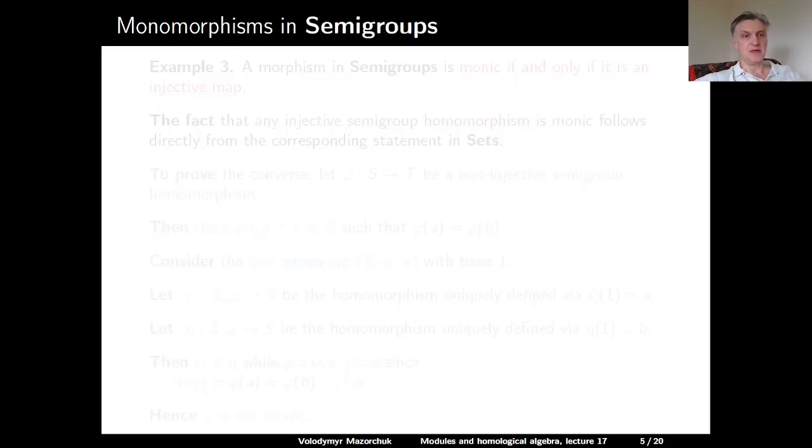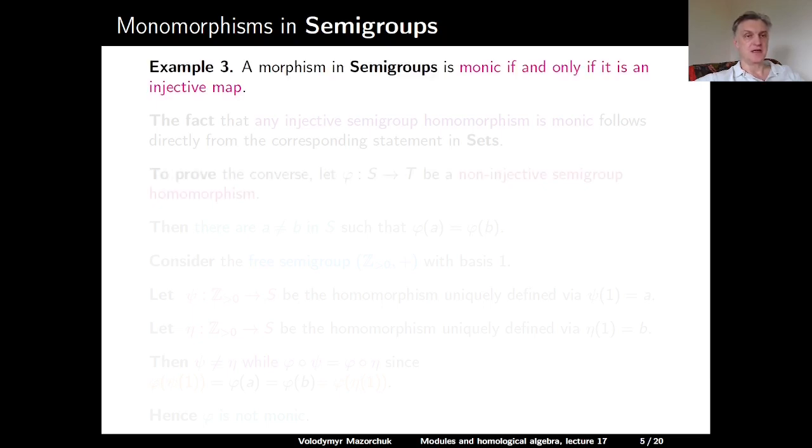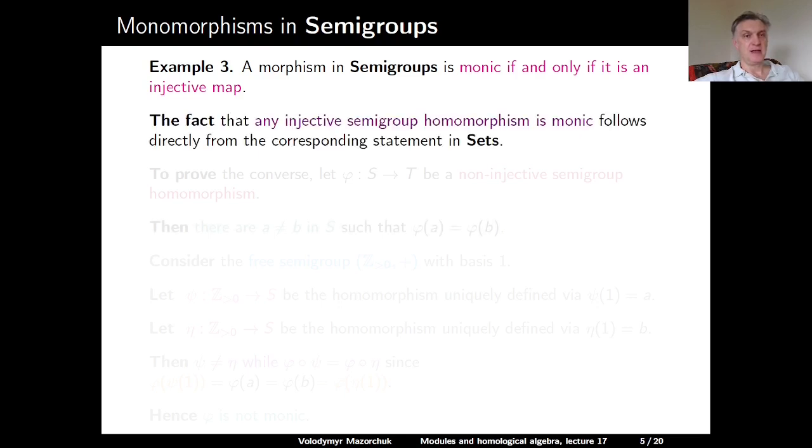The third example: let us describe monomorphisms in the category of semigroups. Example 3: a morphism in the category of semigroups is monic if and only if it is an injective map. Again, one direction follows directly from sets. The fact that any injective semigroup homomorphism is monic follows directly from the corresponding statement for the category of sets, because any homomorphism of semigroups is a map between the underlying sets.